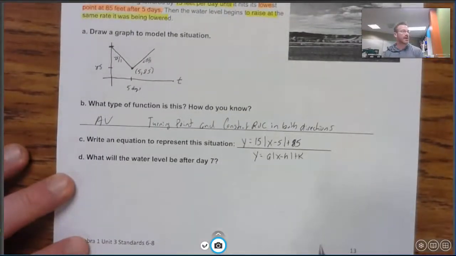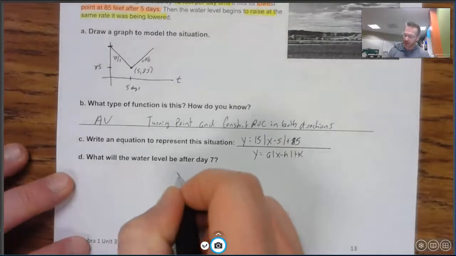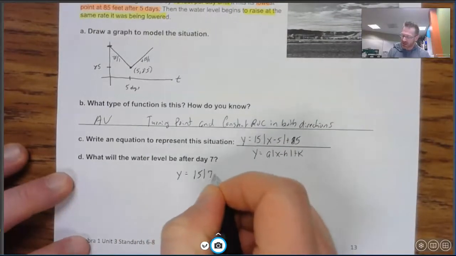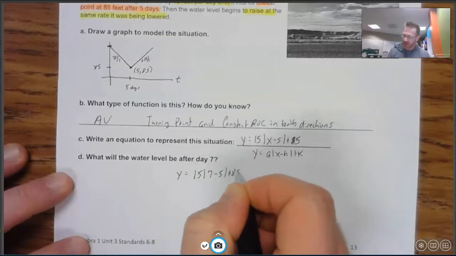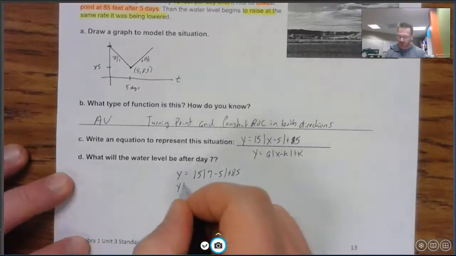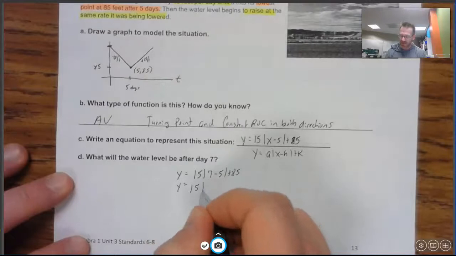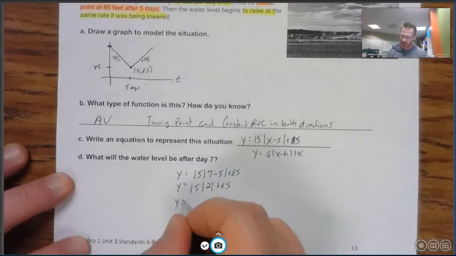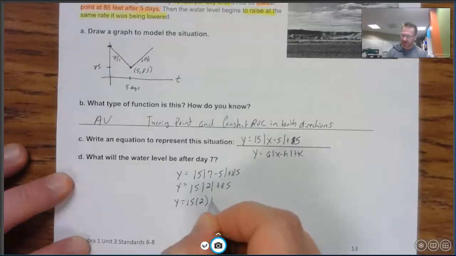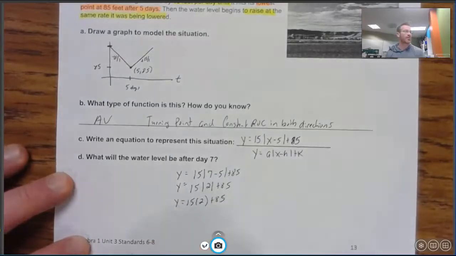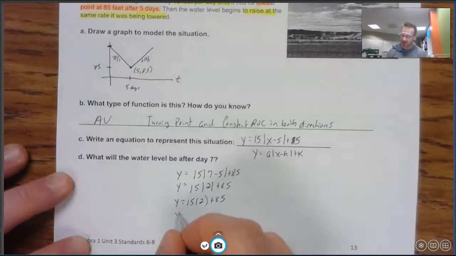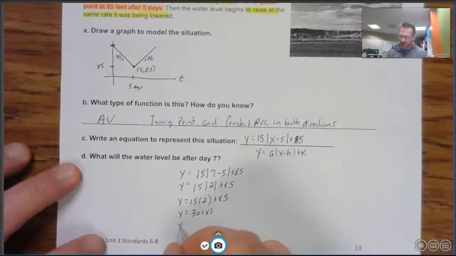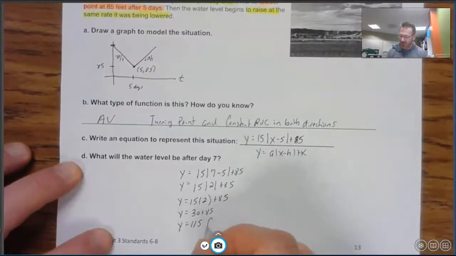What will the water level be after day 7? What we can do is just take 7 and plug it in for x and see what the height would be. So y equals 15 times the absolute value of 7 minus 5, which is 2. The absolute value of 2 is 2. Remember, you have to take the absolute value of that number before you perform the operation on the outside, which in this case is multiplication. 15 times 2 is 30, and then 30 plus 85 is 115 feet.